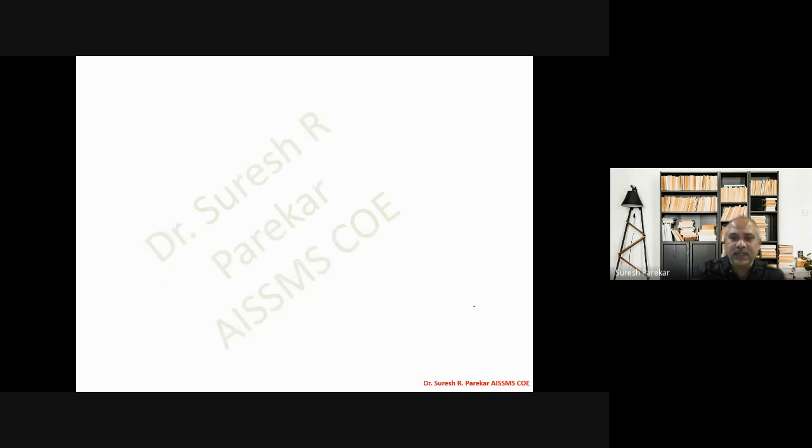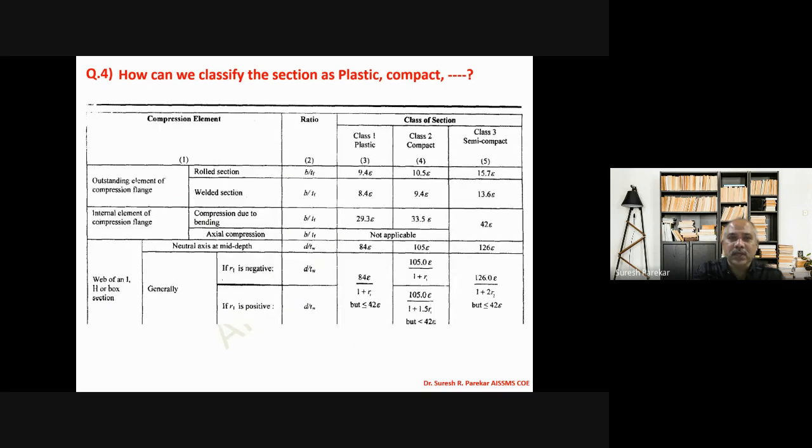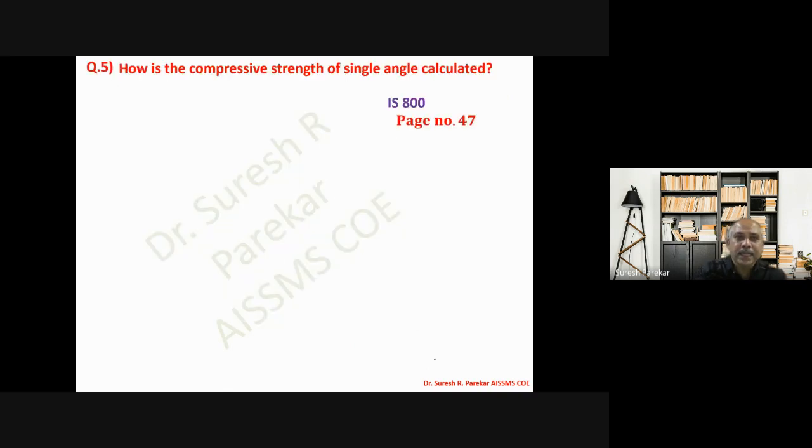Then we have the next question, that is how we classify the section as plastic, compact or semi-compact. In table number 2, B upon TF will decide whether your flange is plastic, compact or semi-compact, and D upon TW will decide the same for your web. If my values are greater than these values, then the section is slender, and we have to find effective area in that case.